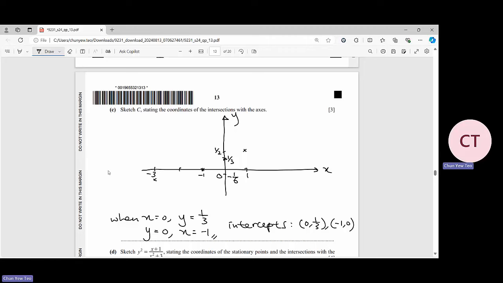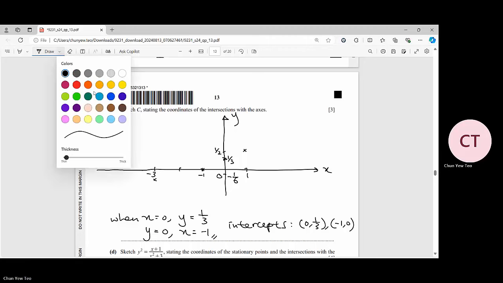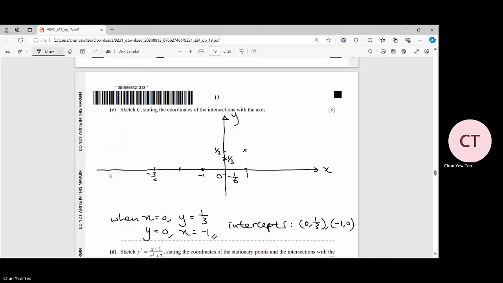-1 over 6, somewhere here. So your graph will have a minimum here, continue until here, then a maximum, then go back to this. Okay, so this will be the graph for part C.